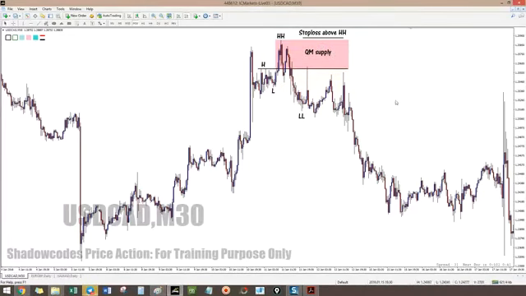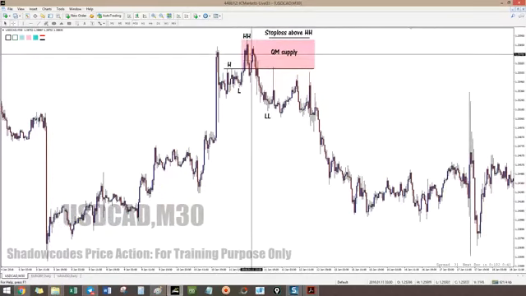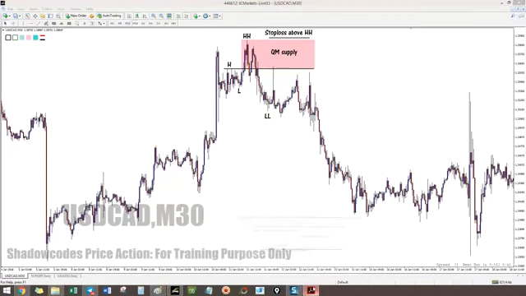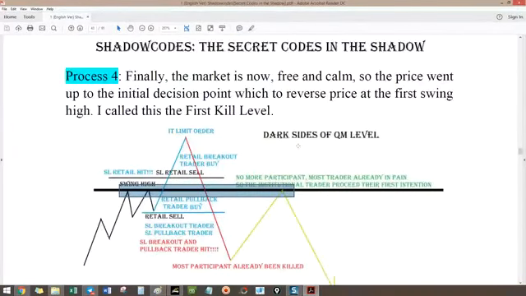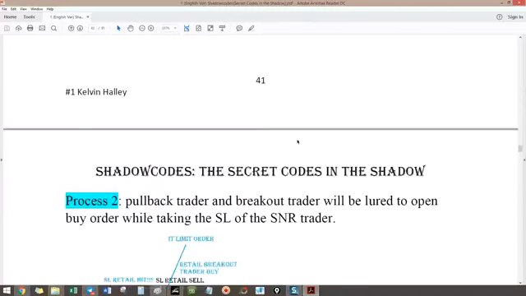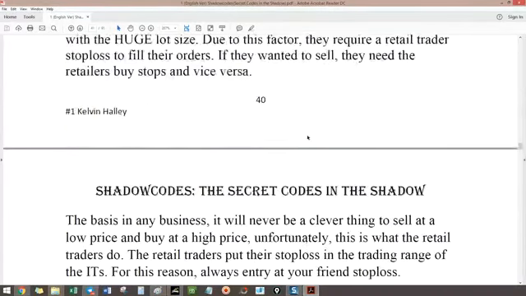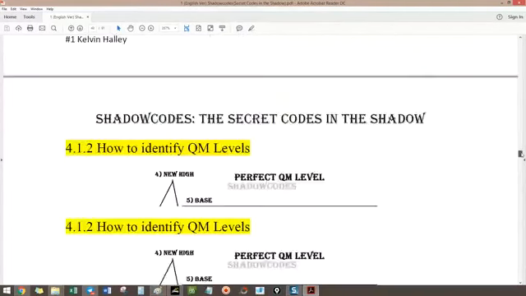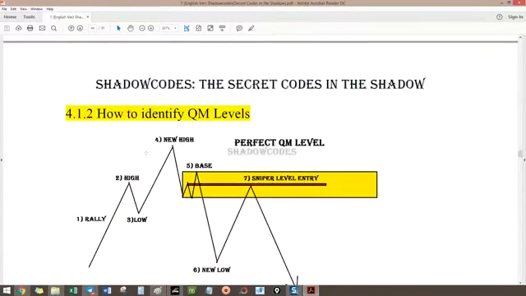So big, yes, it's really big. Your zone is this one. Okay, you are not entering the more advanced QM yet. This is the advanced QM. Oh wait, no. The basic one, your stop loss will be up here. Okay, but the advanced one, your stop loss will be here.